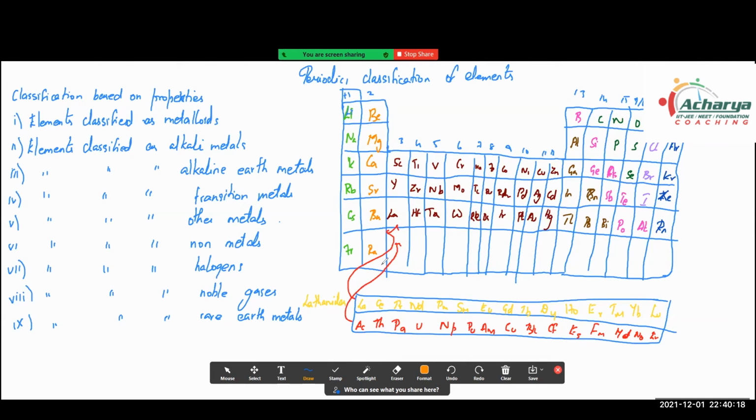lanthanides and actinides are present within the periodic table. To maintain and retain the beauty of the periodic table, they have been written separately over here, so that the beauty of the periodic table is not affected. Inserting these two over here may move the elements which are present over here. So to maintain that, these two are written separately, and these are generally rare earth metals, and they are classified as lanthanides and actinides.